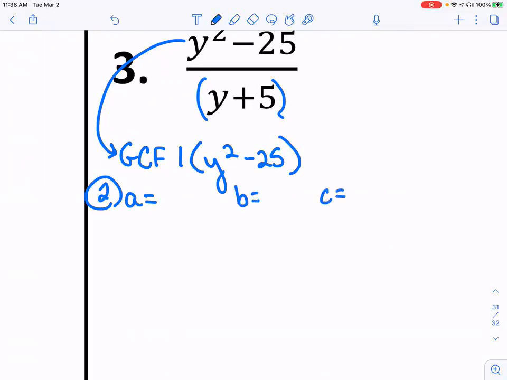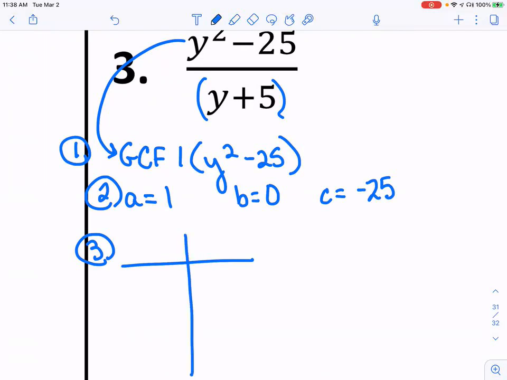What is A? What is B? And what is C? So step 1, 2. Step 3 is to make your little chart to find your magic numbers. Some of you might just have the numbers right away. Some of you might not. What is A and C? And that's with multiplication. And what is B? Now, remember, if B is 0, I gave you the hint that you can just take the square root of 25. But don't take the square root of negative 25.